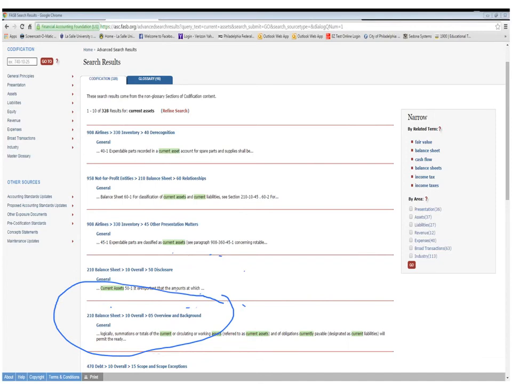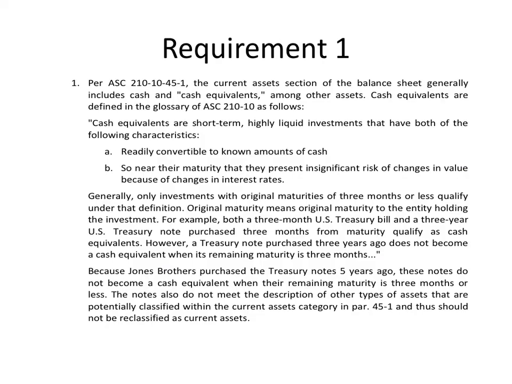Now, once you have your standard, of course, you have to do a little write-up to answer the 2 requirements. So a write-up for requirement 1 might look something like this. Just referencing the accounting standards codification. Current assets generally include cash and cash equivalents. Here's how they're defined, and then go on to explain that only investments, again with that magic word, original maturity of 3 months or less qualify, and that it means original maturity to the entity holding the investment.